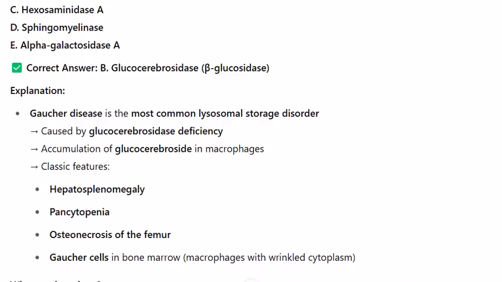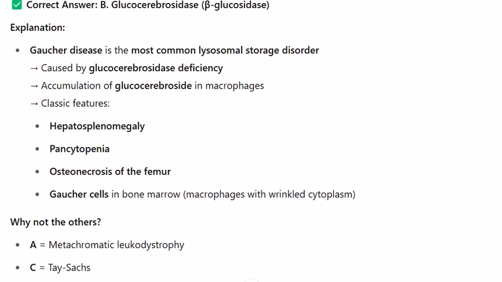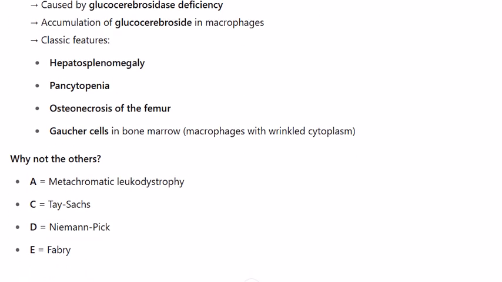macrophages. Classic features: hepatosplenomegaly, pancytopenia, osteonecrosis of the femur, and Gaucher cells in bone marrow, macrophages with wrinkled cytoplasm. Why not the others? A equals metachromatic leukodystrophy, C equals Tay-Sachs, D equals Niemann-Pick.